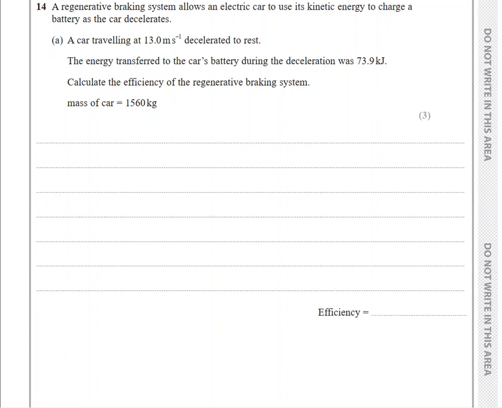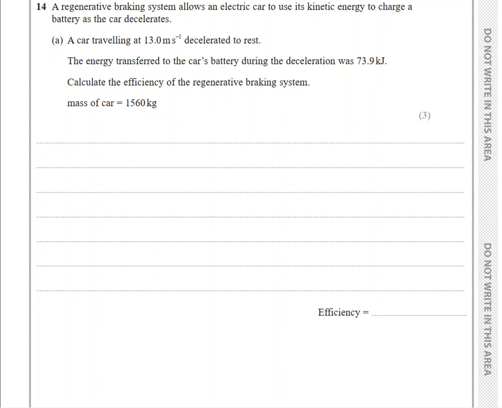Question 14 says, a regenerative braking system allows an electric car to use its kinetic energy to charge a battery as the car decelerates. A car traveling at 13 meters per second decelerated to rest. The energy transferred to the car battery during the deceleration was 73.9 kilojoule. Calculate the efficiency of the regenerative braking system.